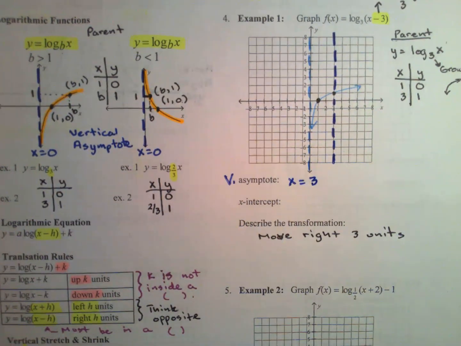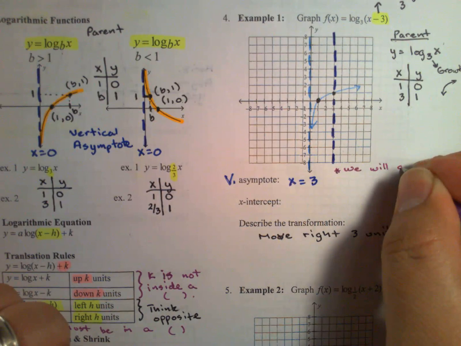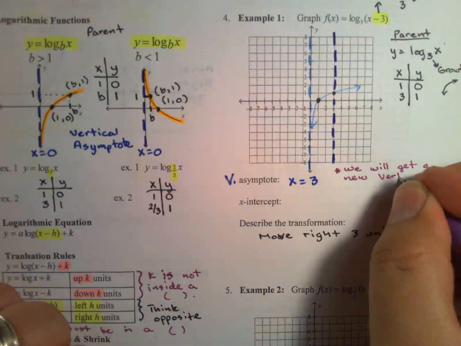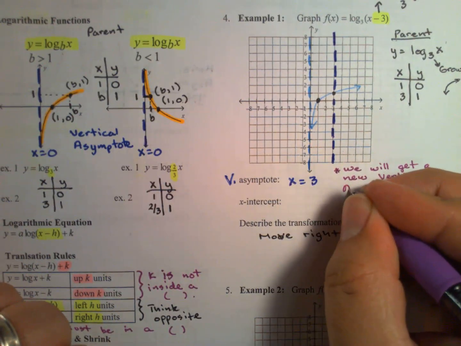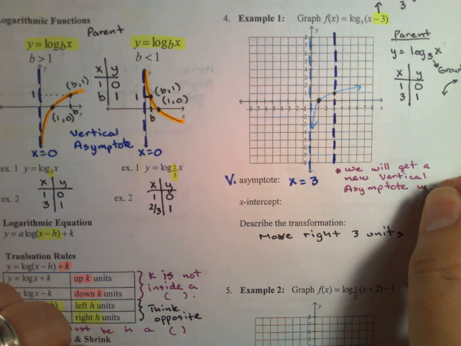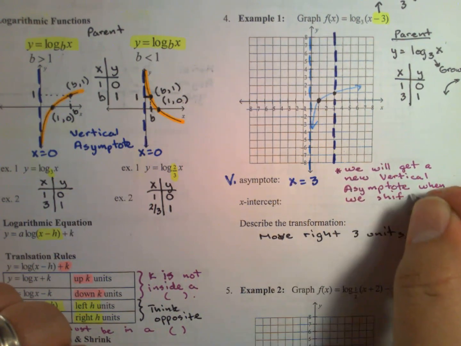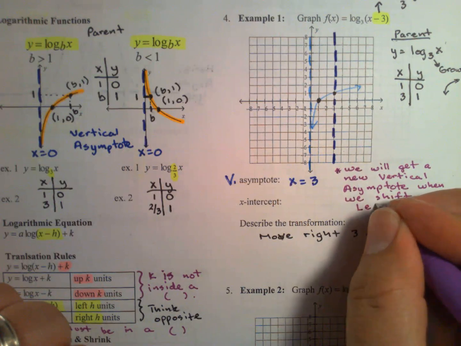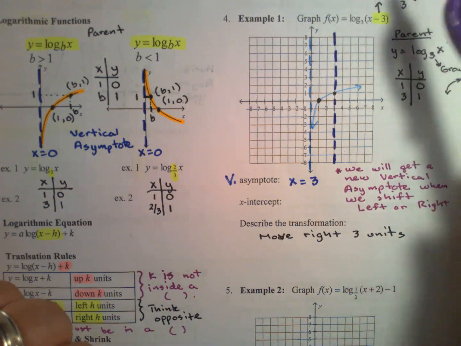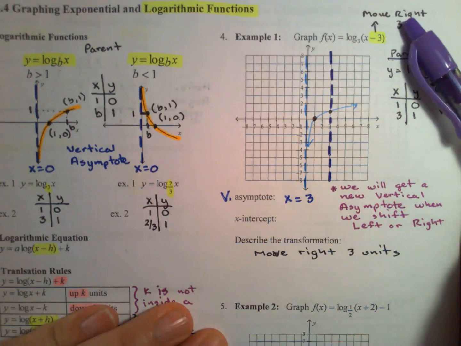Now, the note that we want to write to ourselves is this. We will get a new vertical asymptote when we shift left or right. And because we said we were going to move to the right, well, guess what? That became our new vertical asymptote once we said this thing was going to move to the right 3 spaces.